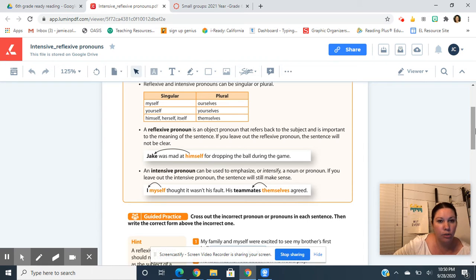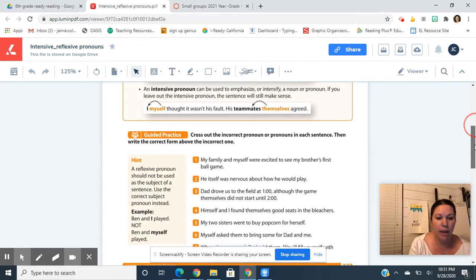His teammates agreed. So absolutely you don't necessarily need the intensive pronoun, but it shows emphasis, like it's bringing emphasis to your sentence. So, I myself thought it wasn't his fault. His teammates themselves agreed. So we're going to do some practice problems here on the bottom of the page.